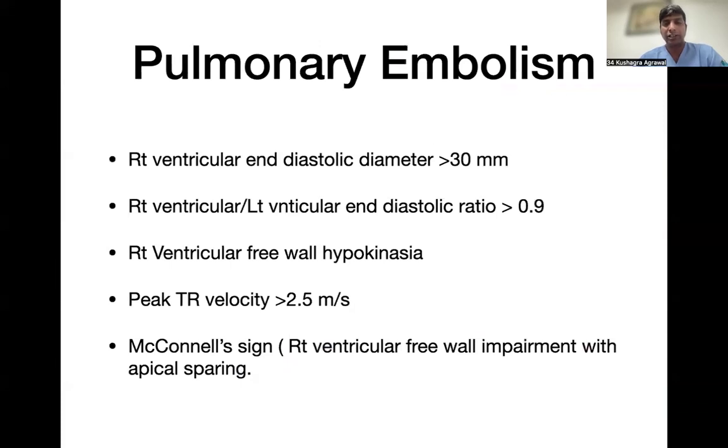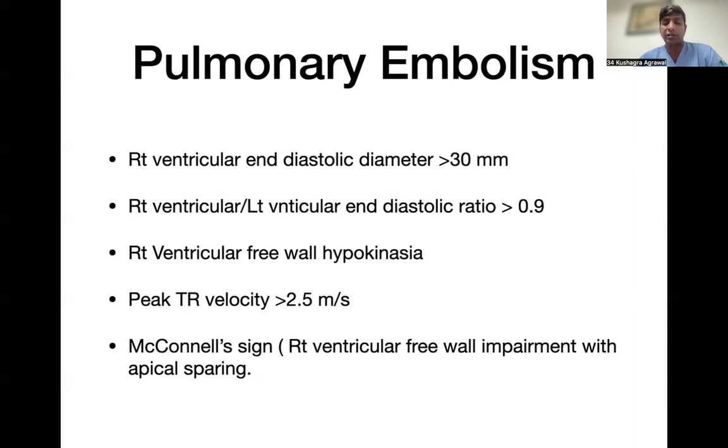Now, what are the features of acute pulmonary embolism? If RV end-diastolic diameter is more than 30 mm, or the ratio of RV to LV is more than 0.9, and if hypokinesia of the RV is present, it shows pulmonary embolism. If peak TR velocity is more than 2.5 meter per second, it shows pulmonary hypertension, which in an acute setting is suggestive of pulmonary embolism. And McConnell sign is very peculiar to pulmonary embolism.